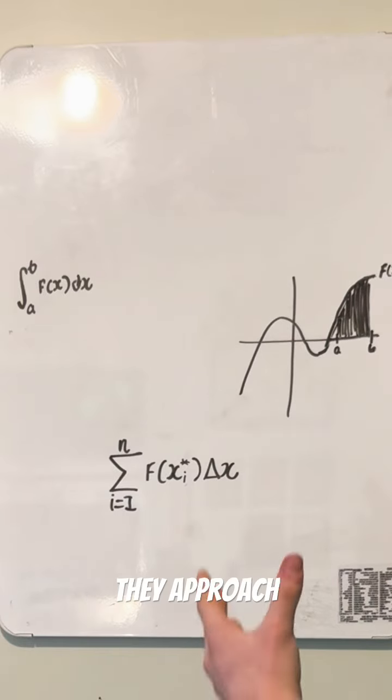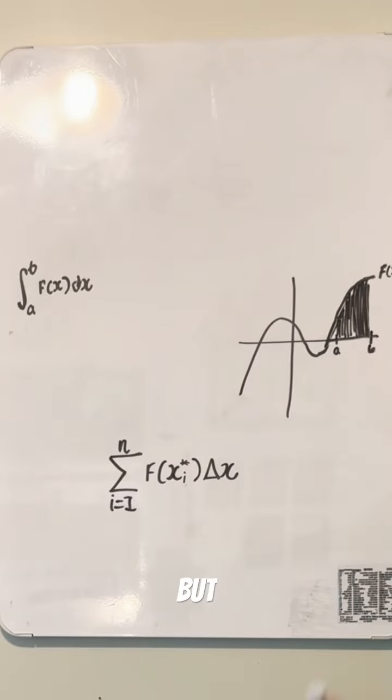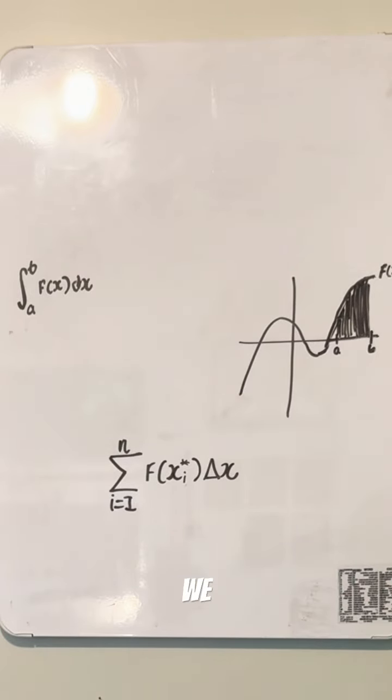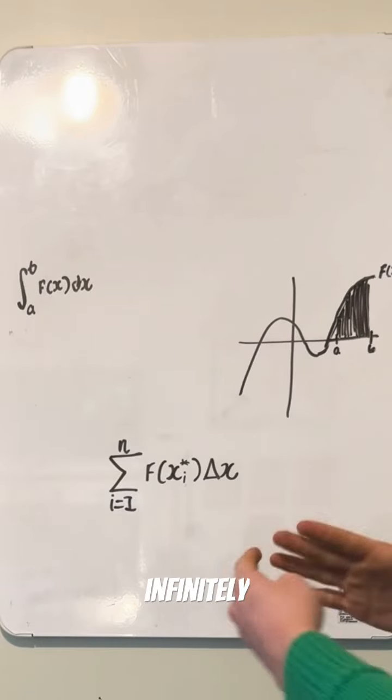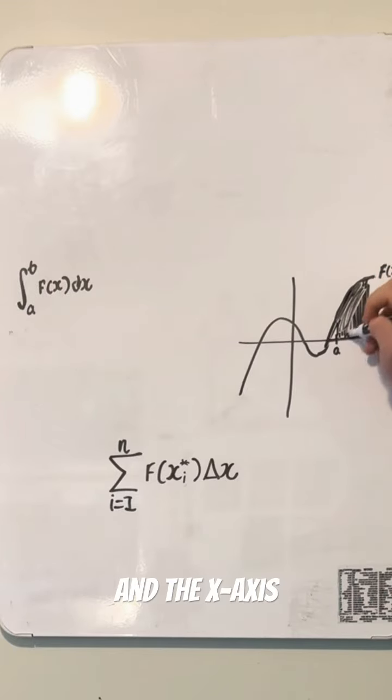Now, as we make those tiny widths, which we represent here in the Riemann sum formula as delta x, approach 0, which means we have infinitely many rectangles, but we have an infinitely small width, we can represent the entire area under the curve, because if we have infinitely many rectangles, we'll have no gaps between the curve and the x-axis.